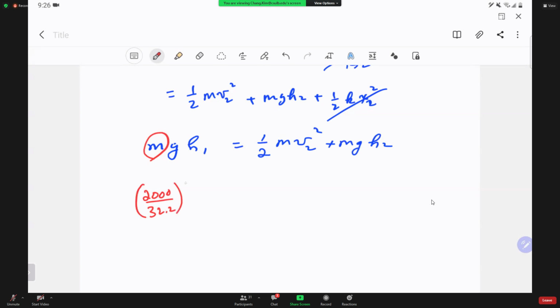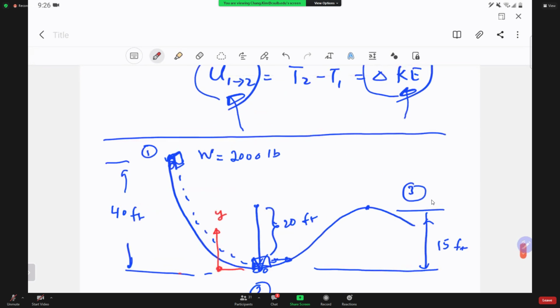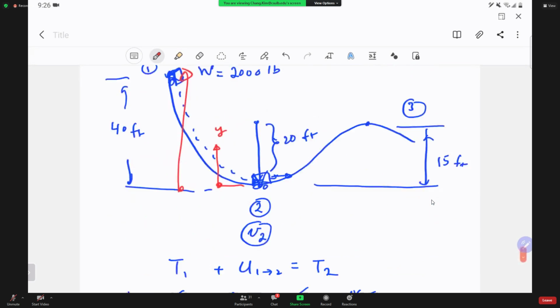Okay, and g is 32.2. Look at that, it drops out. So mg is basically W, which is the weight. Okay, so that makes sense. So h was at the 40 foot, that's measured from here to here.